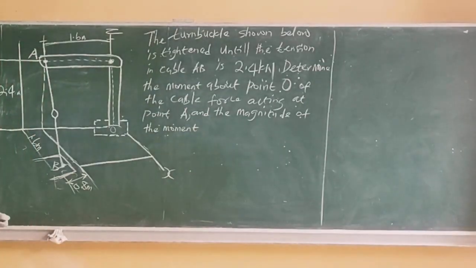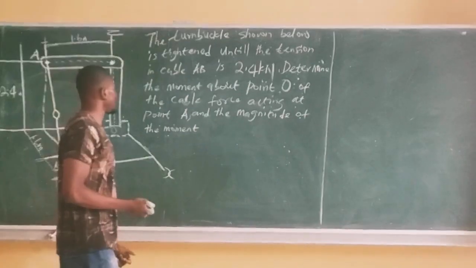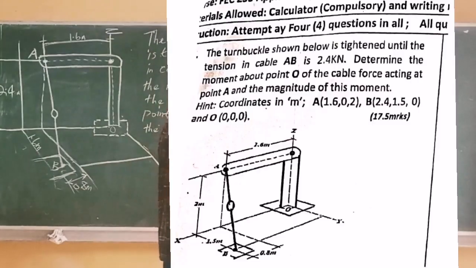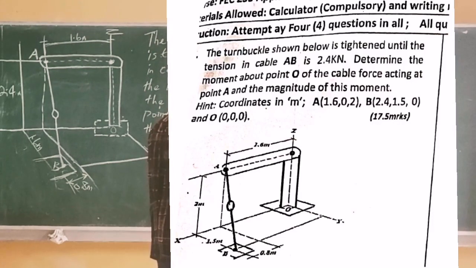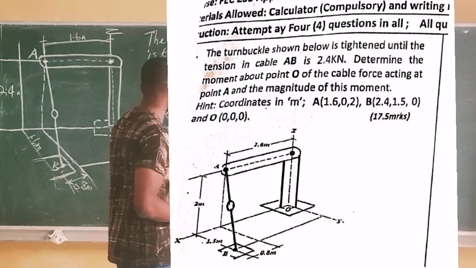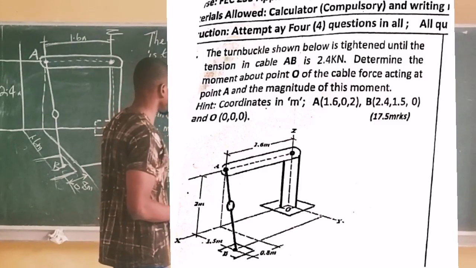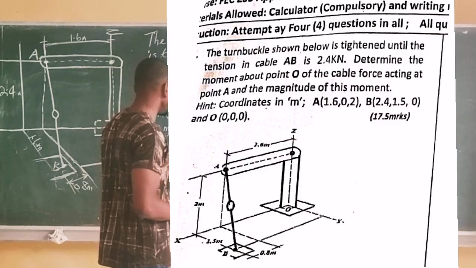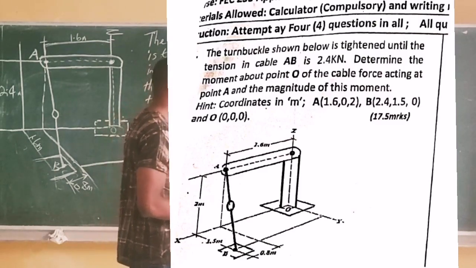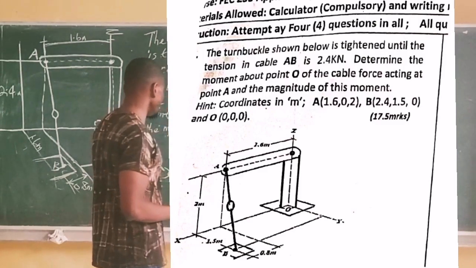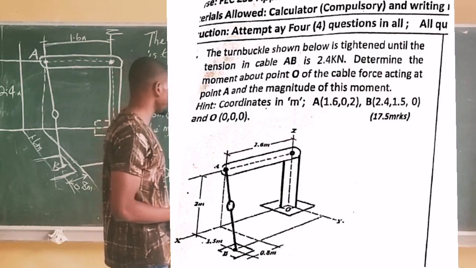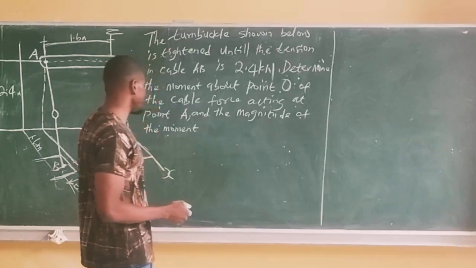So let's say we have a problem. The cable shown below is stretched until the tension in cable AB is 2.4 kilonewtons. The question says: determine the moment about point O of the cable force acting at point A and the magnitude of the moment.